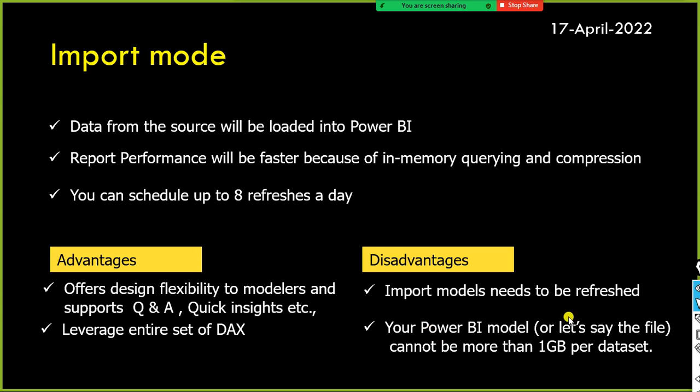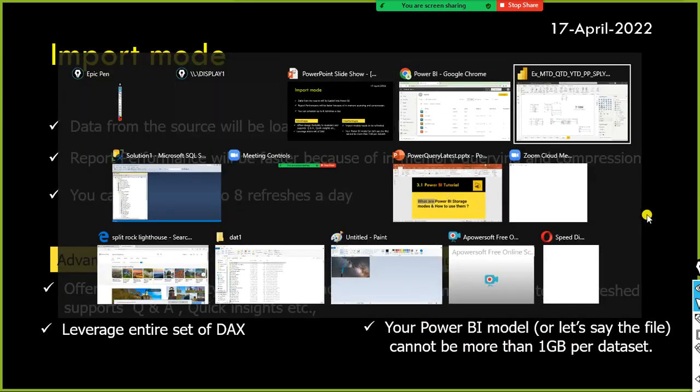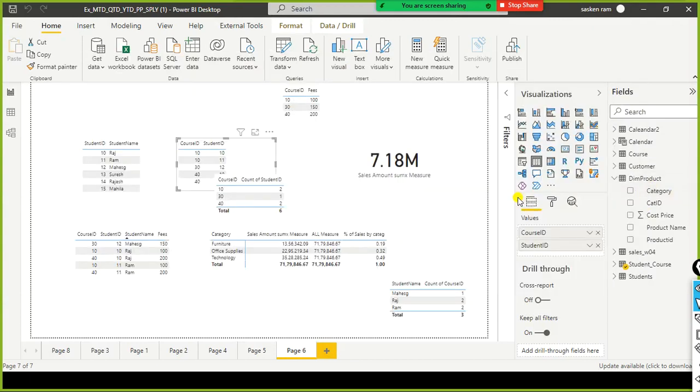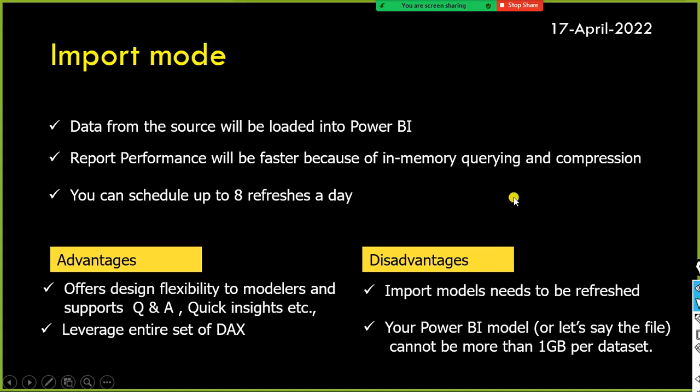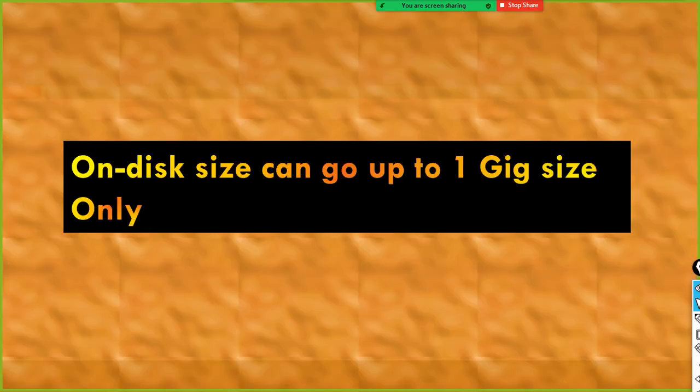Apart from this, there are some other limitations. Your Power BI model cannot be more than 1 GB per data set. Let's say you have 10 tables. I was talking about this dim product. We imported the dim product. Behind the scenes, the xVelocity engine compresses this file. After compressing that, if the file size exceeds 1 GB, I'm talking about the on-disk size, it cannot go beyond 1 GB. If it goes more than 1 GB, it will not work. So there is a limitation here.